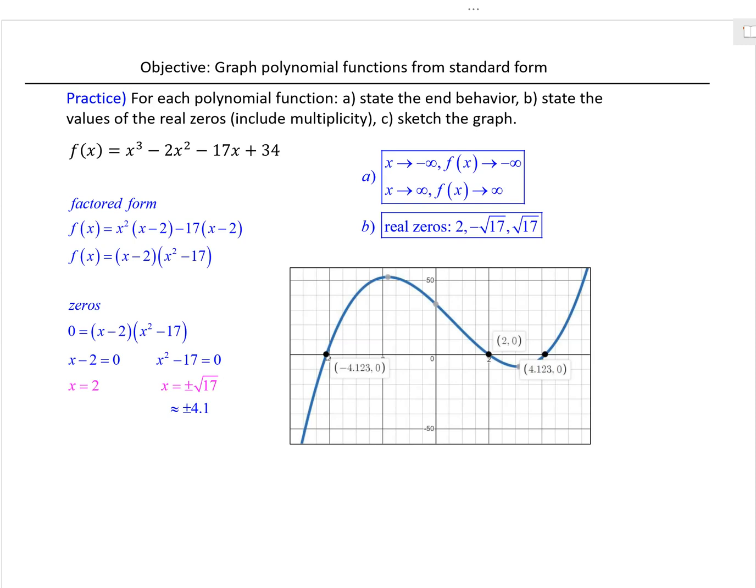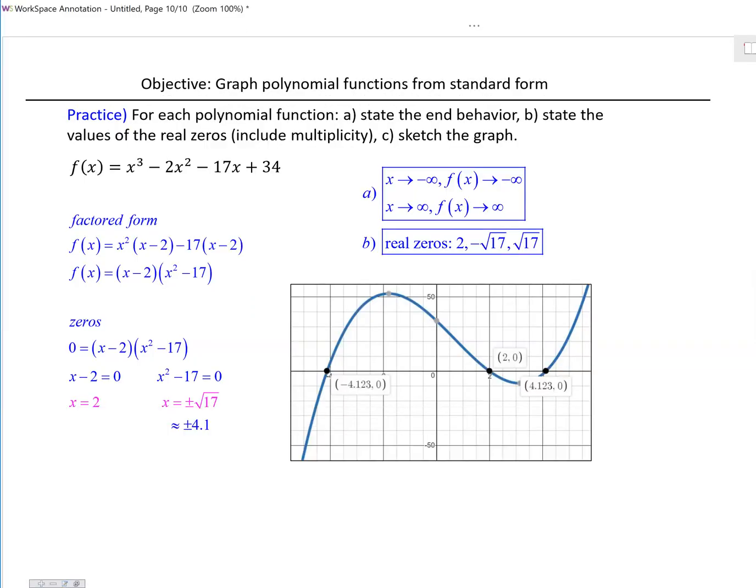All right, so here our first term is also an x cubed, so it has the same end behavior as the problem that we were doing. Left end goes to negative infinity and right end goes to positive infinity. Here's the factoring shown right here. So grouping GCFs, and then x minus 2 is a common factor times x squared minus 17. And then your zero product property gives you zeros of 2 and positive and negative square root of 17. Being a prime number, it can't be simplified.